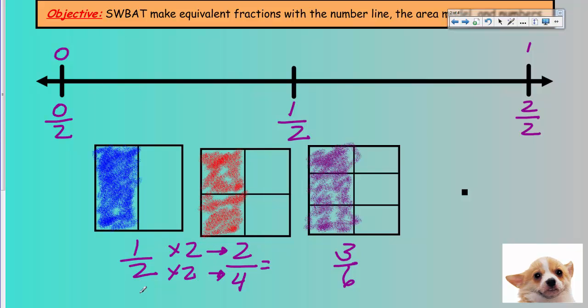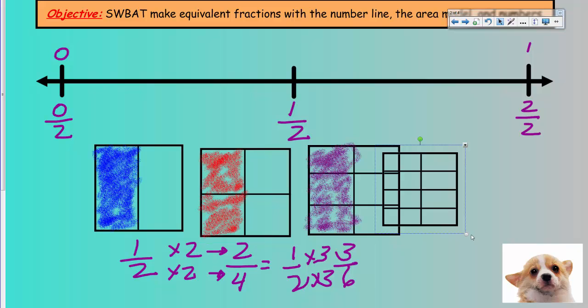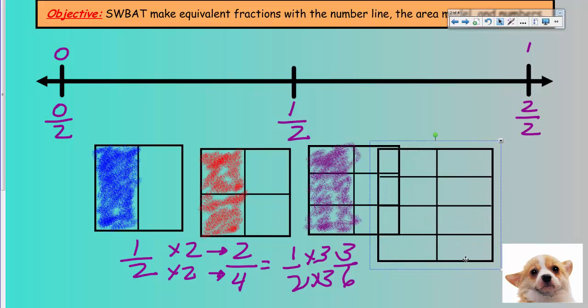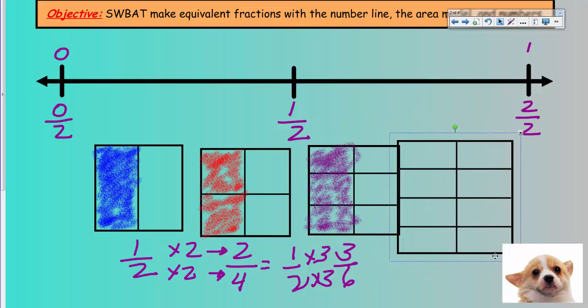Look what happened. From that fraction, we multiplied the 1/2 by 3. See how that worked out? 1 times 3 is 3. 2 times 3 is 6. Okay, same quantity, it's equivalent. And we still have another one we can do here. So let me open it up. Okay, now as you can see, we have 8ths here, it looks like.